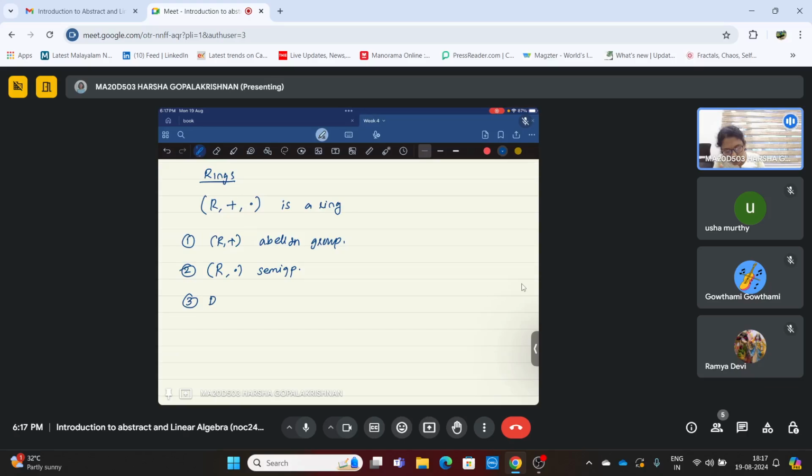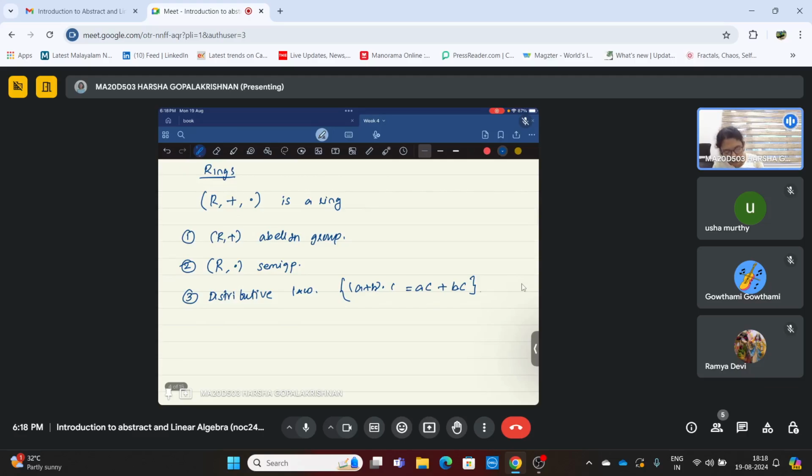Now the distributive laws. Left and right distributive laws should be satisfied. One, I will write (A + B) · C = A·C + B·C. And the other one, A · (B + C) = AB + AC. So these two distributive laws should be satisfied. In that case we will say it is a ring.